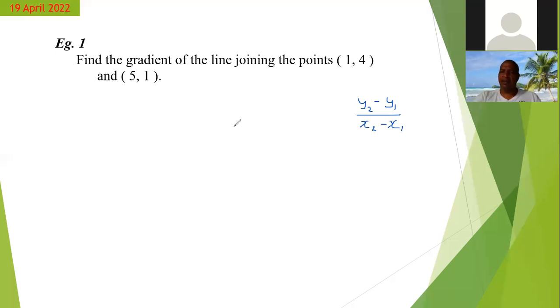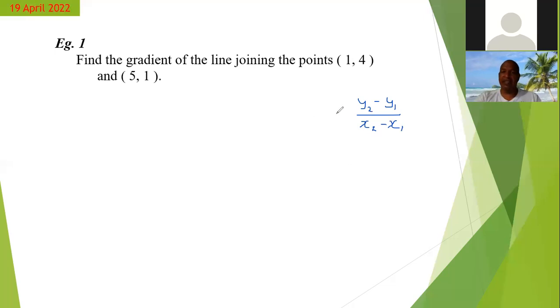So, Ms. Waysome, what is the answer to your gradient? 3, sir. Who did I ask just now, Ms. Green or Ms. Waysome? Ms. Waysome, sir. Oh, so Ms. Waysome said it's 3. What did you get, Ms. Green? Sir, I got -3/4.